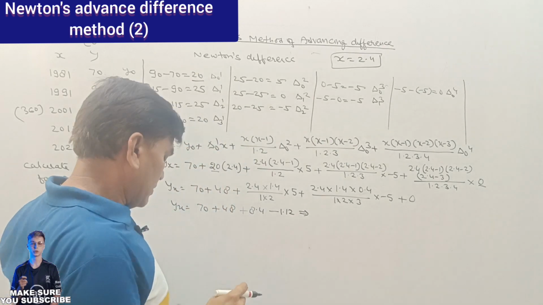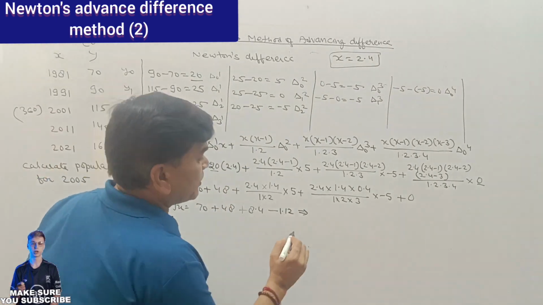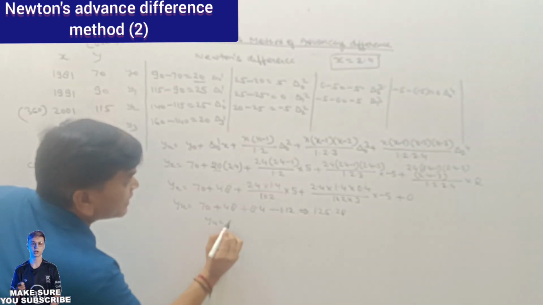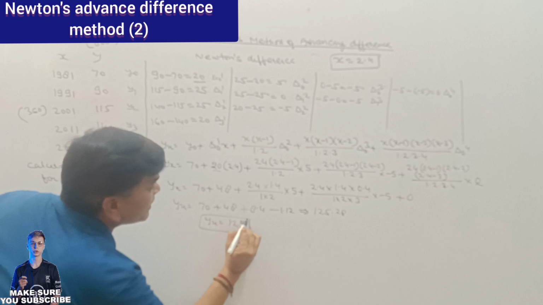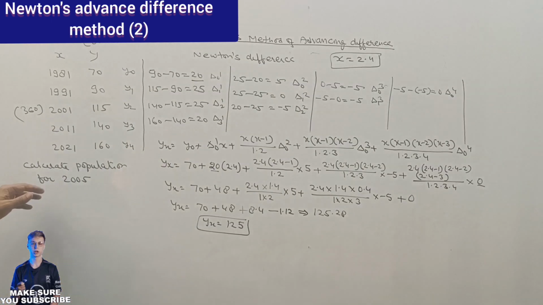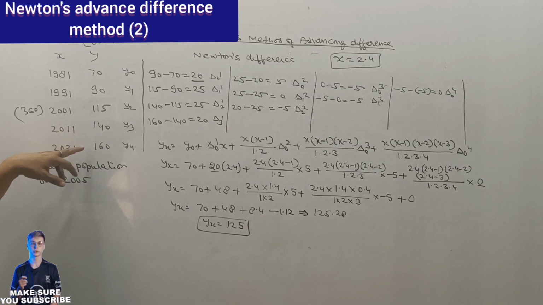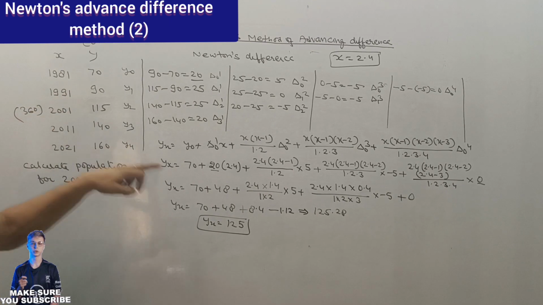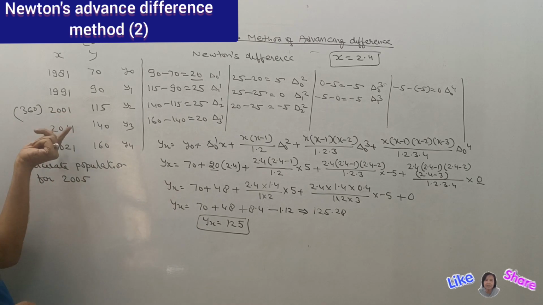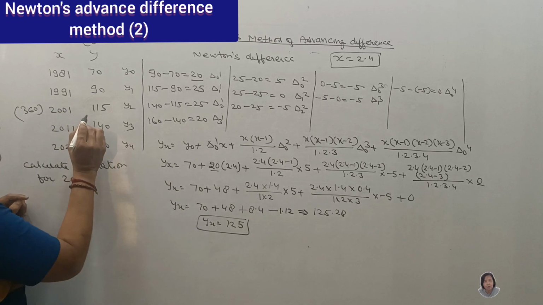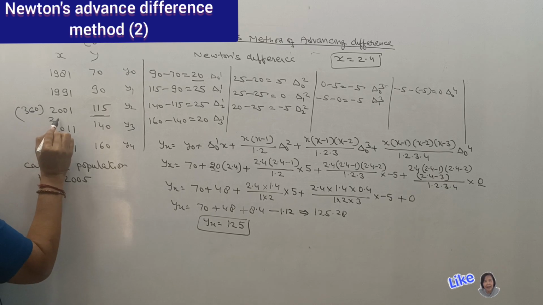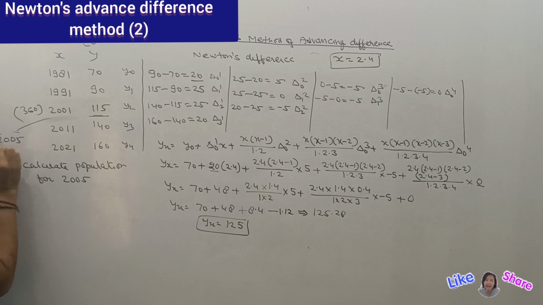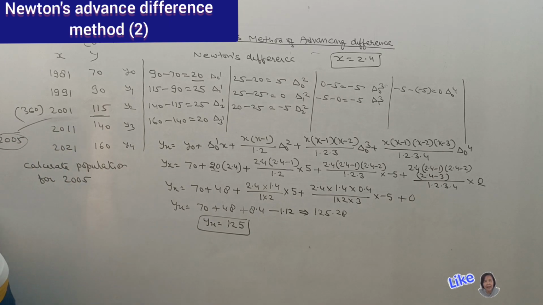So the total value will be 125.28, or we can say that yx is about 125. So we have the interpolation. With the help of this, we can check between the values 70, 90, 115, 125 and 140. We calculated for 2005, and the value is also in between, that is 125.